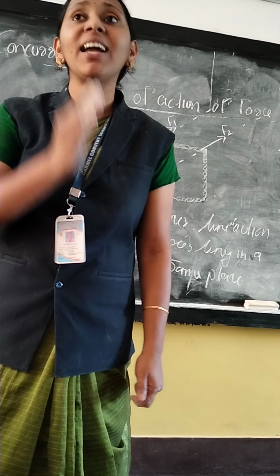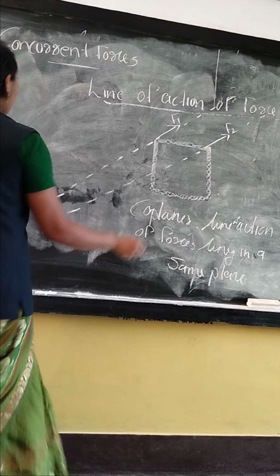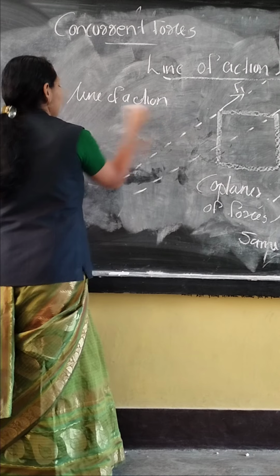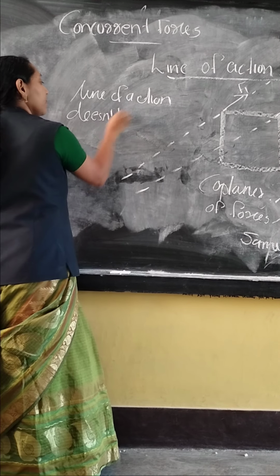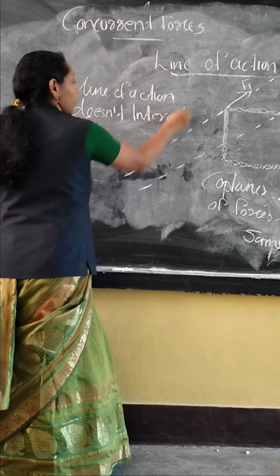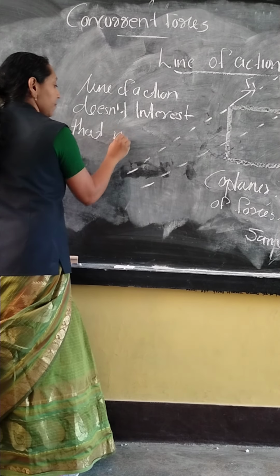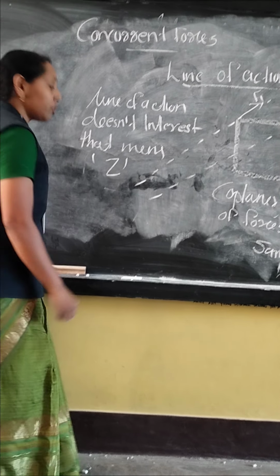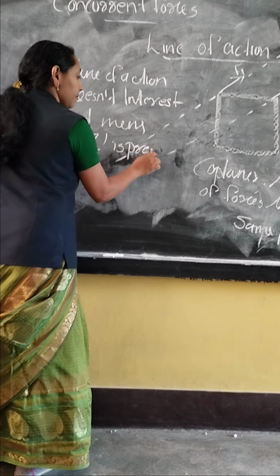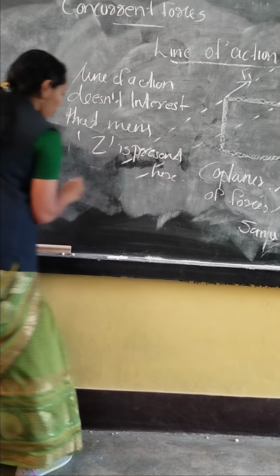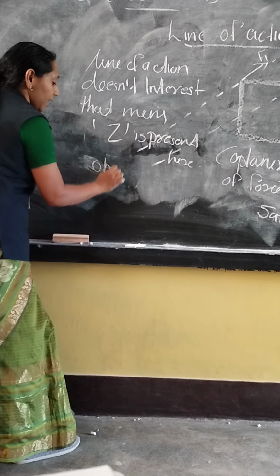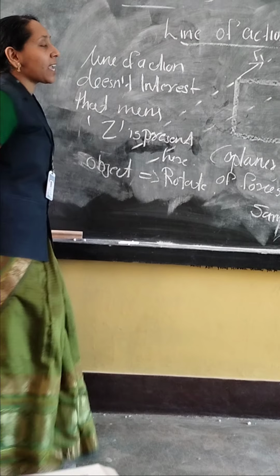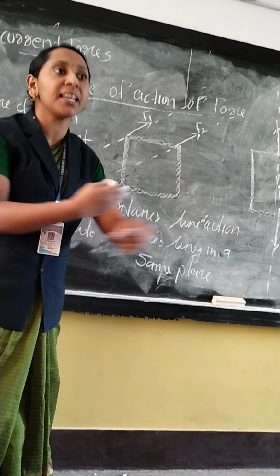The object has a tendency to rotate. The line of action is different, the line of action does not intersect. That means torque. Torque is the symbol for torque, and torque is present here. That means the object has a tendency to start to rotate.